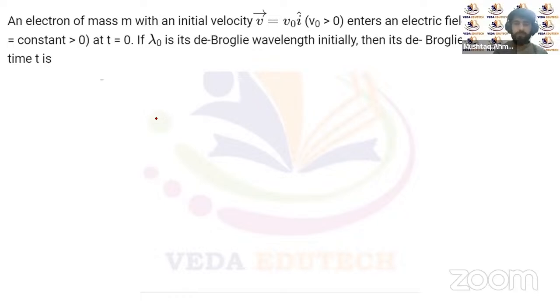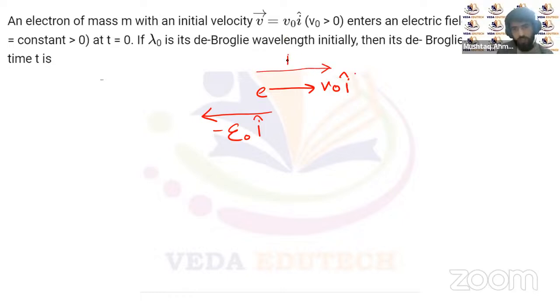So it means that the direction of the electric field vector is opposite to the velocity, or we can say the direction of the force will be along the direction of the velocity vector for the electron. At time t equal to 0, this is the velocity of the electron along i cap, that's v naught i cap. The electric field is along the reverse direction, minus E naught i cap. We know for negatively charged particles like the electron, the direction of the force is opposite to that of the electric field, so the force will be along this direction.